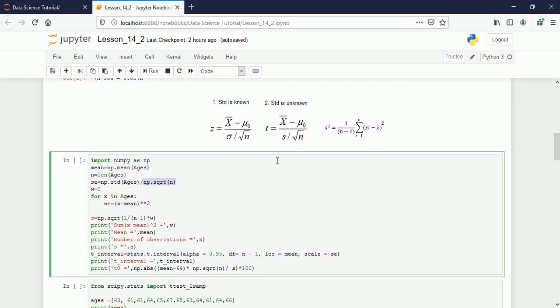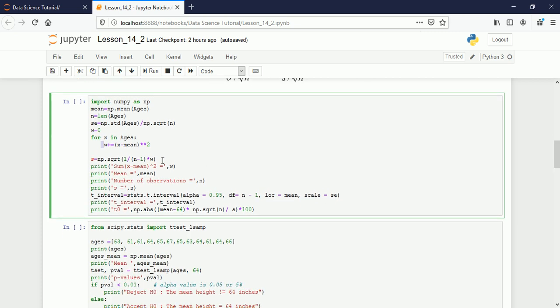For calculating S, I am using a for loop here, because it is a summation, which means we have to go through each and every value, subtract the mean from it, and at the same time square them. So for each and every value, x minus the mean, and the square of those values, you add them all if you want to find this one, s square.